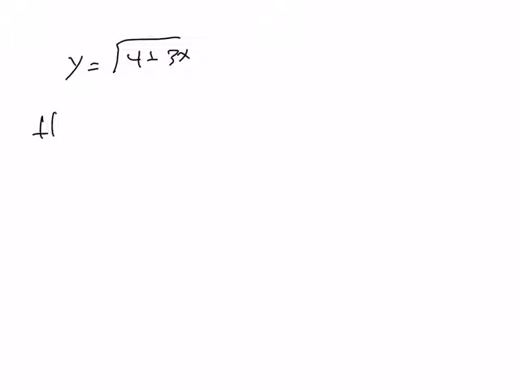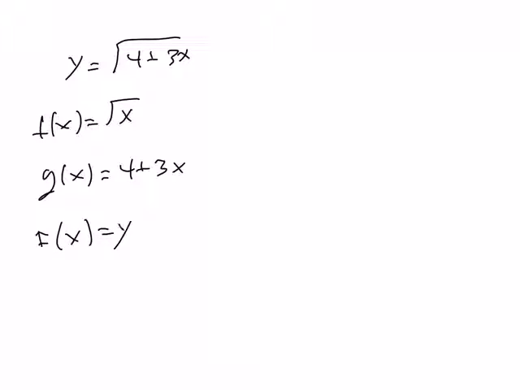So we can take f of x to be the square root of x, and g of x to be 4 plus 3x. So big F of x is going to be equal to y, which is equal to, let's just make it equal to f of g of x, right? Anytime you see an x here, you just plug in g of x.